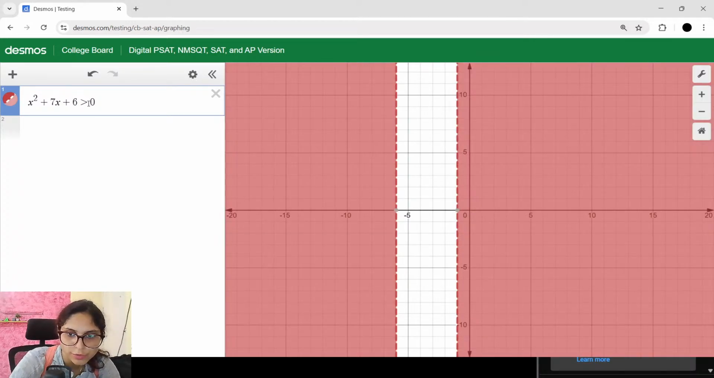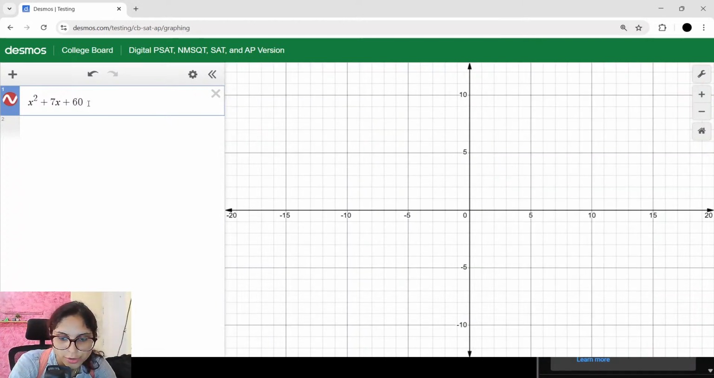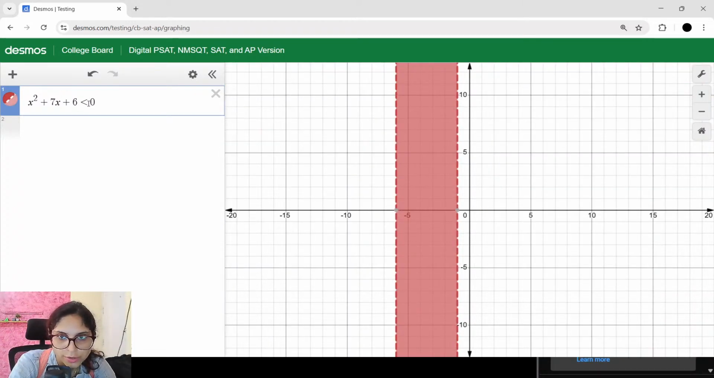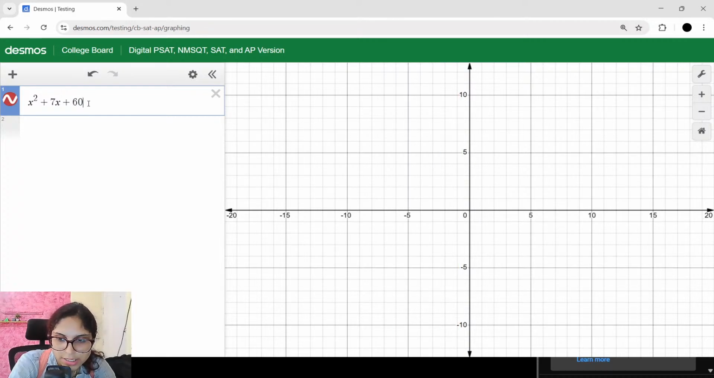You can also make it equal to. For equal to, the dots will be gone, it will be solid lines. You can also do less than. You can also do less than or equal to. Only thing is if it's something else, for example, if it's a logarithmic equation also.